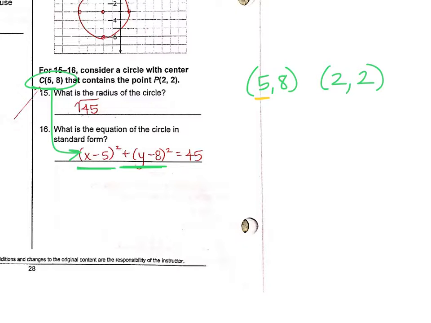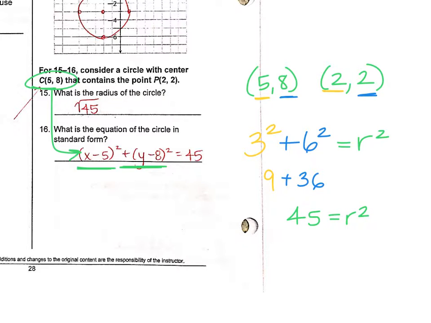So I look first at my x's and figure out those are 3 apart, so I'm going to do 3 squared. My y's are 6 apart, so that's plus 6 squared. And that's going to equal, normally it would be a squared plus b squared equals c squared. This is equals r squared because we're talking about a circle. And then if I just simplify that, I'm going to have 9 plus 36, which in the end is going to give me 45 equals r squared.